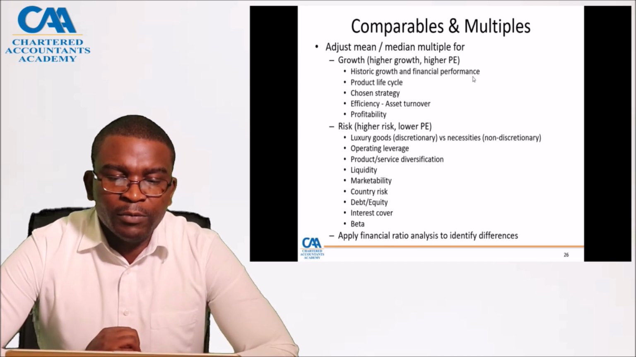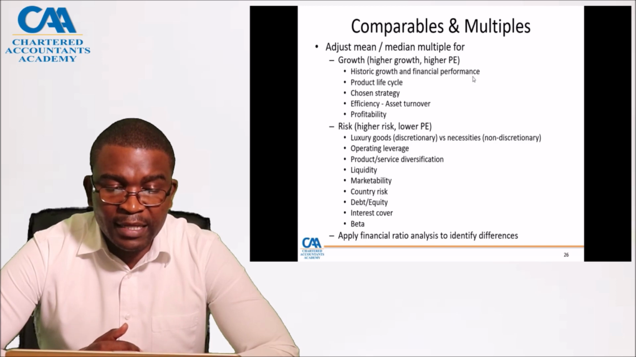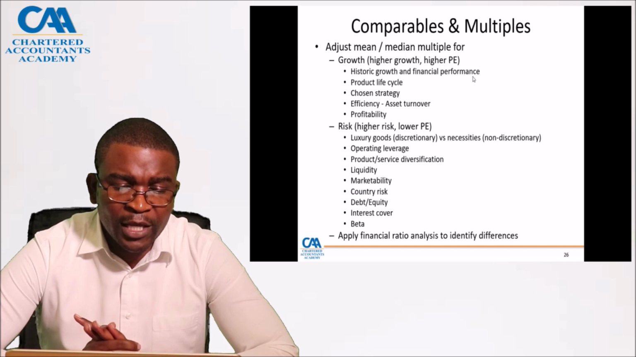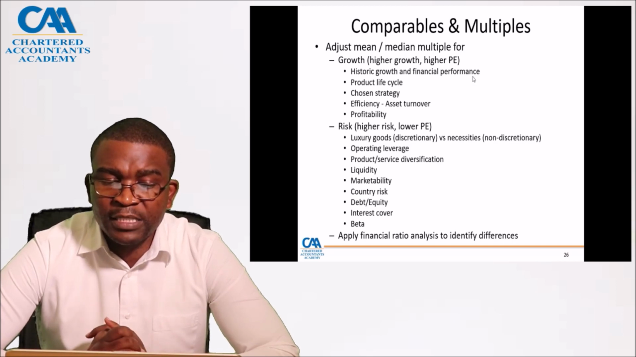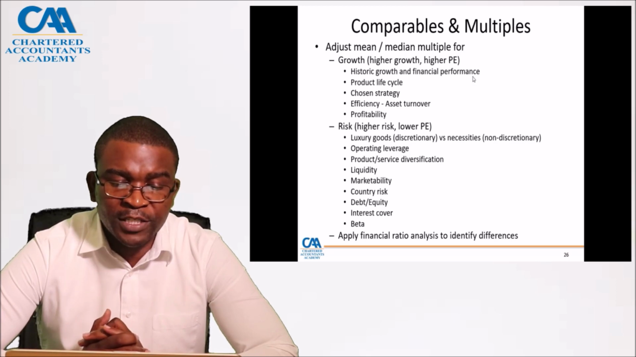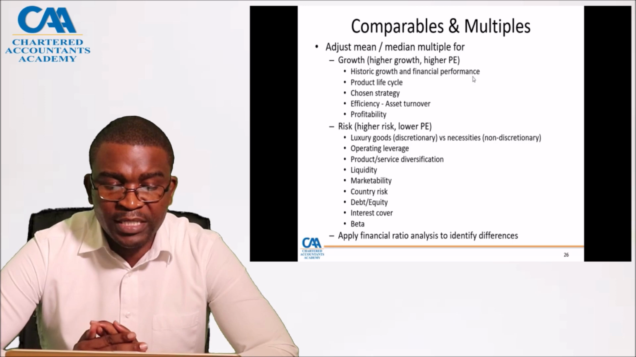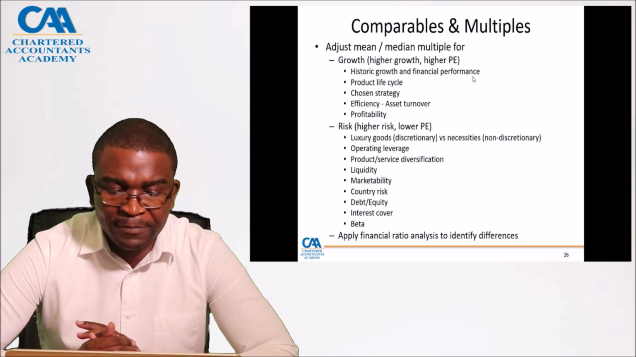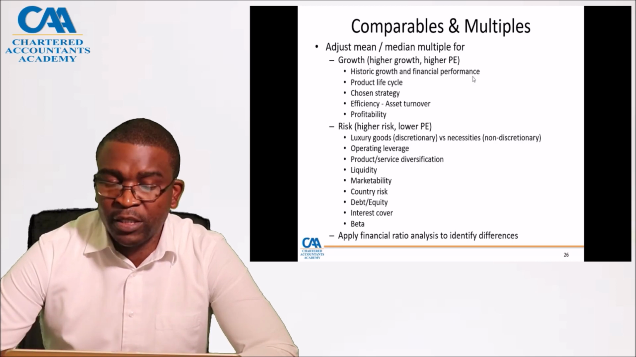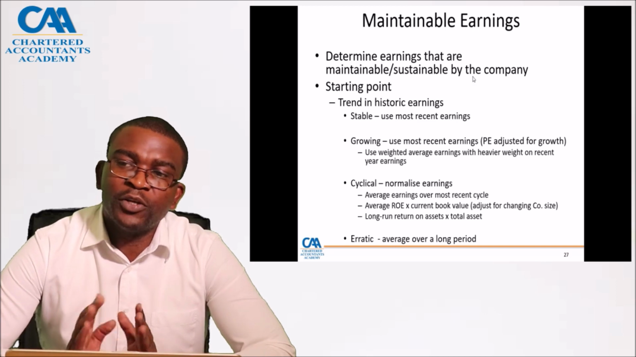So now these are areas that you're going to adjust for. You're looking at growth, historical growth, product life cycle, chosen strategy, efficiency, asset turnover. You look at risks: luxurious goods, operating leverage, product service diversification, liquidity, marketability, country risk, debt, equity, interest cover, and beta. Then you apply financial ratio analysis to identify also the differences, particularly when you're comparing performance. So that's the adjustment that you're going to make on the PE.